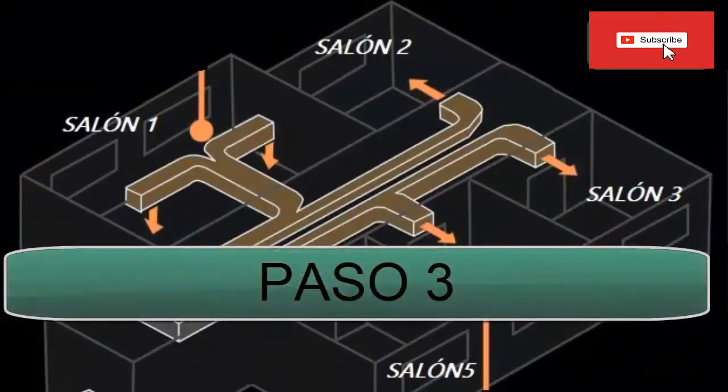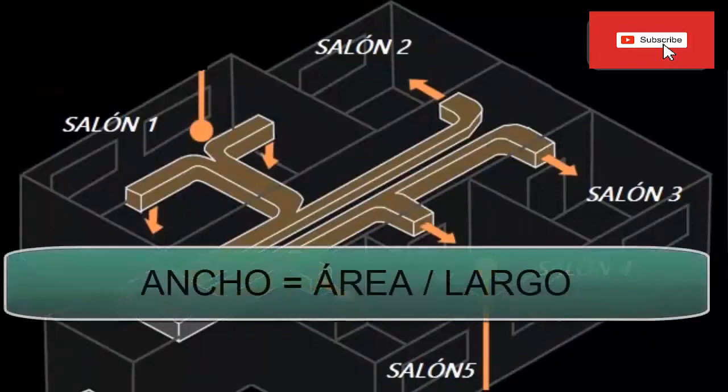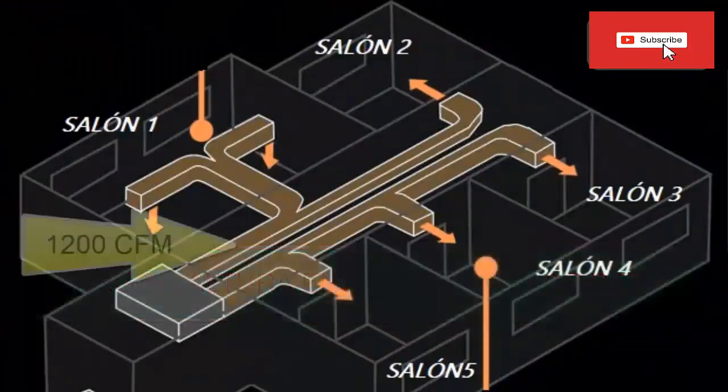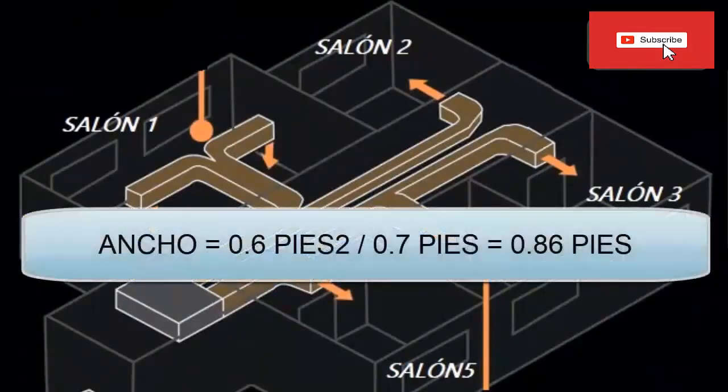Let's go to step number 4. Each duct needs to be sized. To do this we are going to divide each area by the distance between ceilings. In this installation we are going to assume a height of 0.7 feet between ceilings. To calculate the dimensions at the air outlet, the part that handles 1200 cfm, the area must be divided by the maximum distance. So you have 0.6 square feet divided by 0.7 feet resulting in a width for the duct of approximately 0.86 feet.